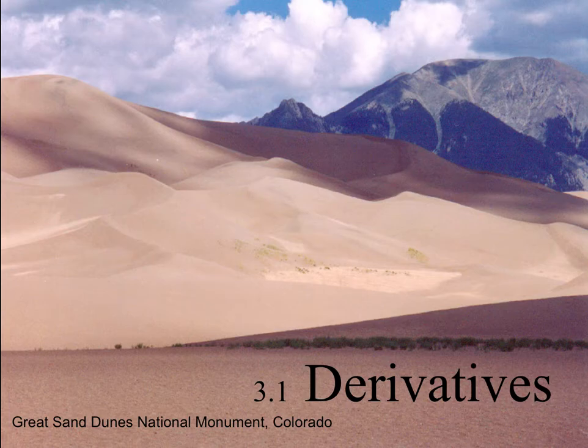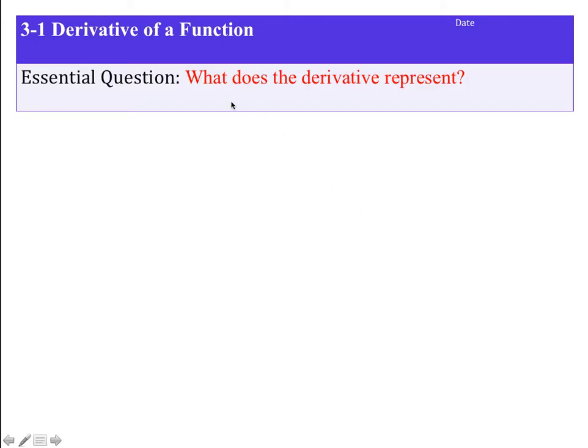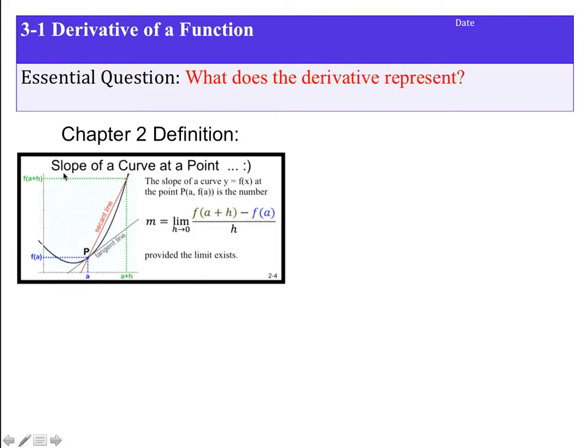So today's discussion is the first discussion in Chapter 3 on derivatives. The essential question today is, what does the derivative represent? If you remember back to Chapter 2, we had this definition of the slope of a curve at a point.